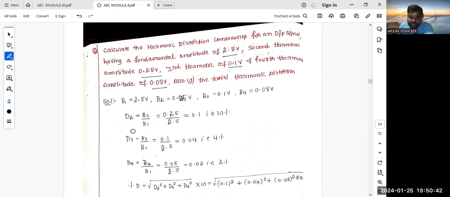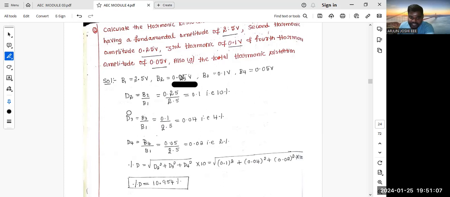This distortion is very, very important. Second order harmonic distortion is very important. D2 is equal to B2 divided by B1. What is the B2 value? 0.25 divided by 2.5, the B1 value. Substitute and get the answer, and multiply by 100. That will become 0.1, that is 10%.